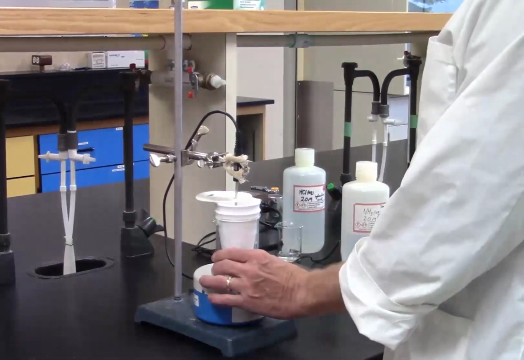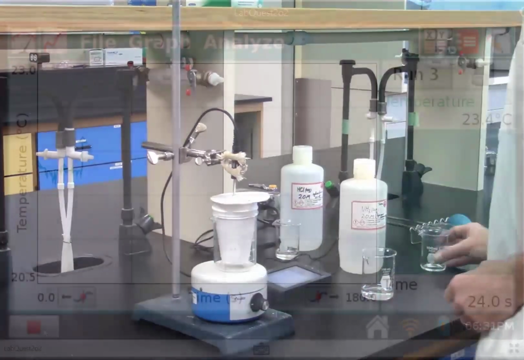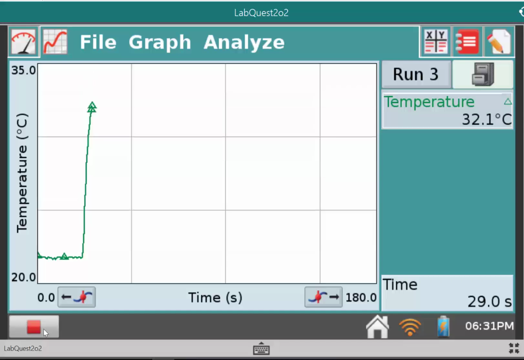After a stable initial temperature is obtained, the reaction is started by pouring the 25 mL of aqueous ammonia into the hydrochloric acid solution. On the LabQuest 2 screen, we see the dramatic increase in temperature, which corresponds to the point at which the aqueous ammonia is added to the hydrochloric acid. When this run is completed, it is stored for analysis later in the experiment. This part of the experiment is repeated one additional time.